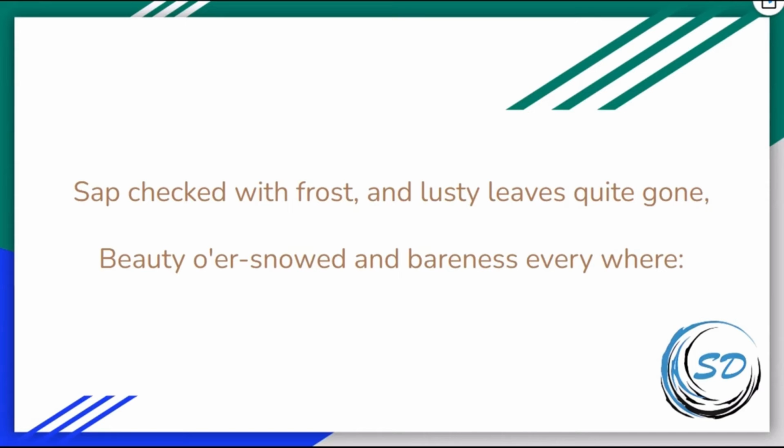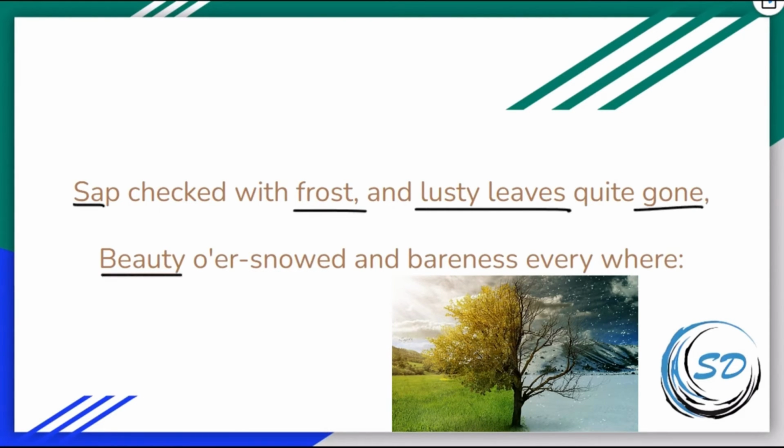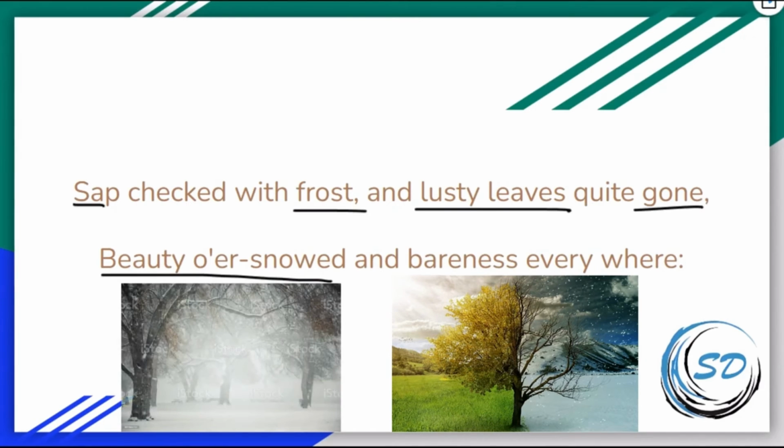Sap checked with frost, and lusty leaves quite gone, beauty o'ersnowed and bareness everywhere. Winter causes the sap in plants to freeze, and the once vibrant leaves to wither and fall. Winter covers beauty with snow, and barrenness becomes the prevailing condition.